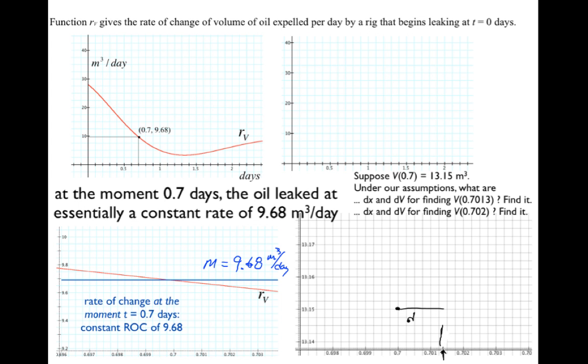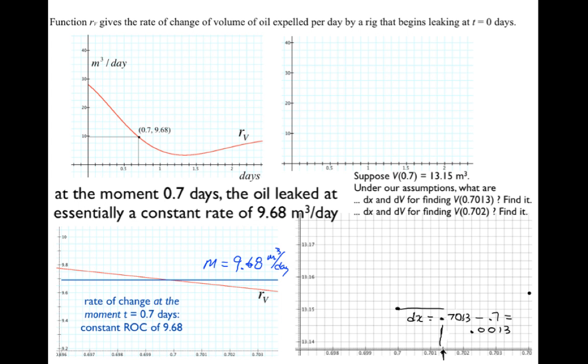Okay, the change in x is final value of x minus initial. So 0.7013, final value of x, minus initial value of x, which was 0.7, giving us a change in x of 0.0013. So we're going to let x change by 0.0013.